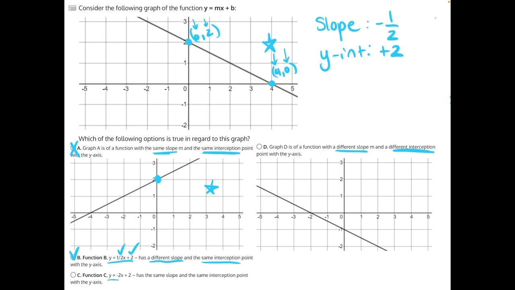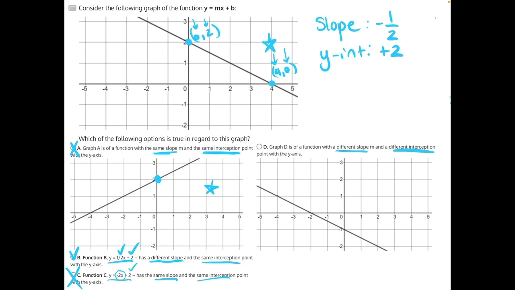C says this equation should have the same slope. It does not. Negative 2 is not the same as negative 1/2, but it does have the same intercept point. However, it is still incorrect altogether. D says this graph will have a different slope and a different intercept point. Well, it's true, the y-intercept is a different number, but the slope we'll have to check.